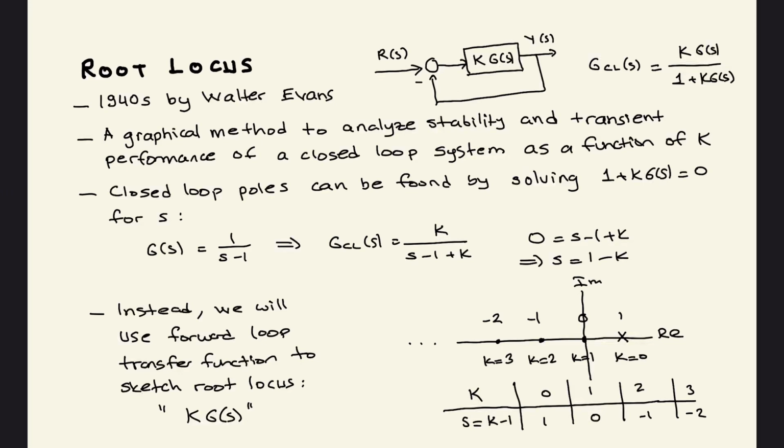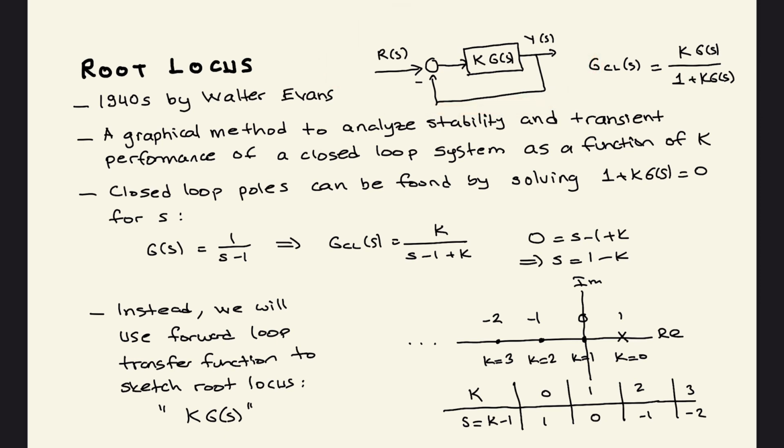All right, let's talk about root locus. Root locus was invented around the 1940s by Walter Evans. It is nothing but a graphical method to analyze stability and transient performance of a closed-loop system as a function of gain K. Something, for example, like this.